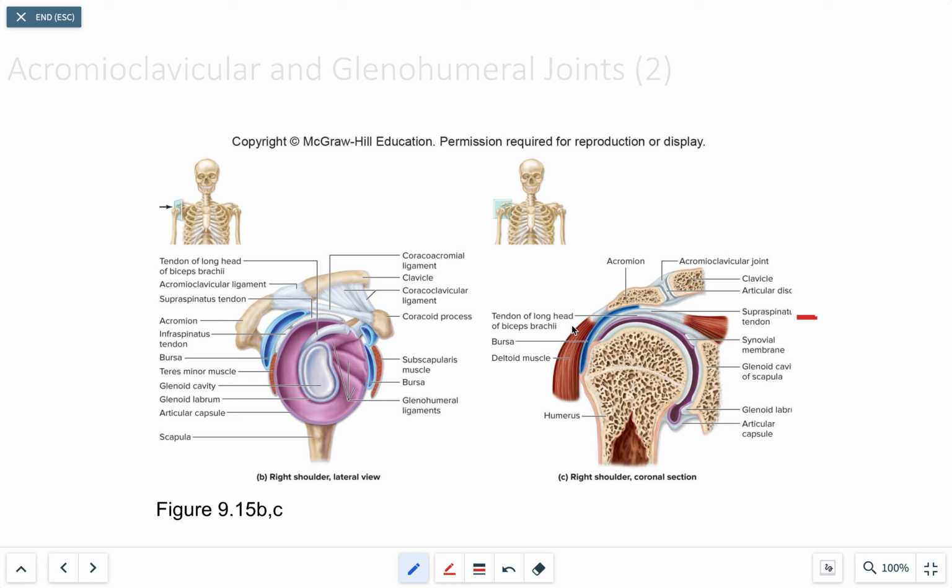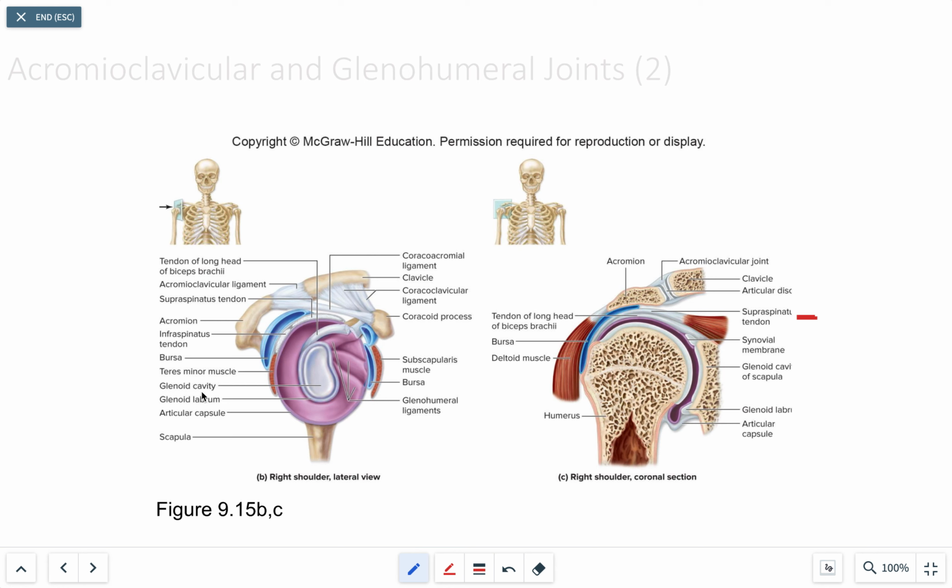But this is a very tight compartment that all of these tendinous sheaths are coming down to attach to the humerus. And with that, we'll see that the bursa becomes really important because of all these contractions that are occurring with the tendons of the rotator cuff musculature.